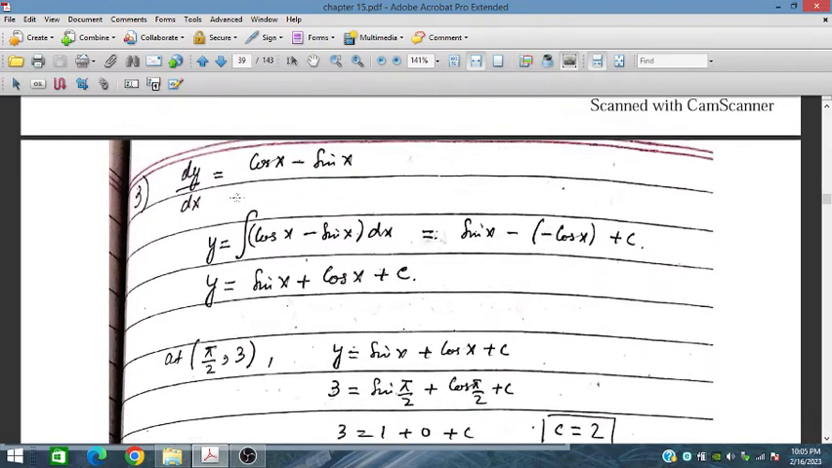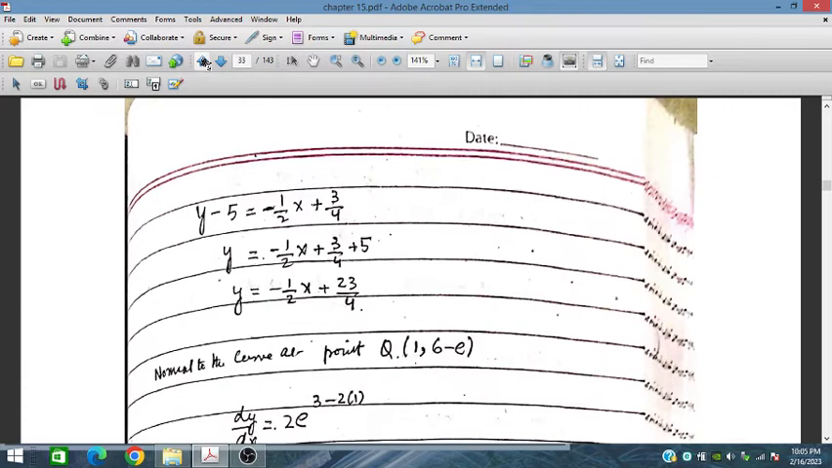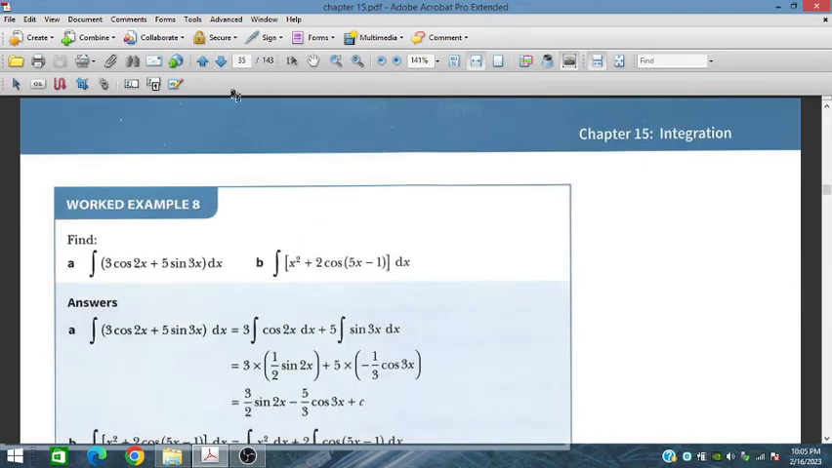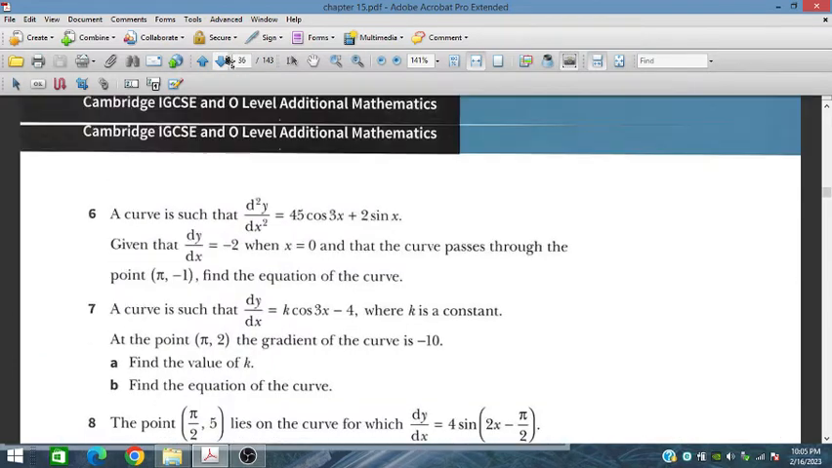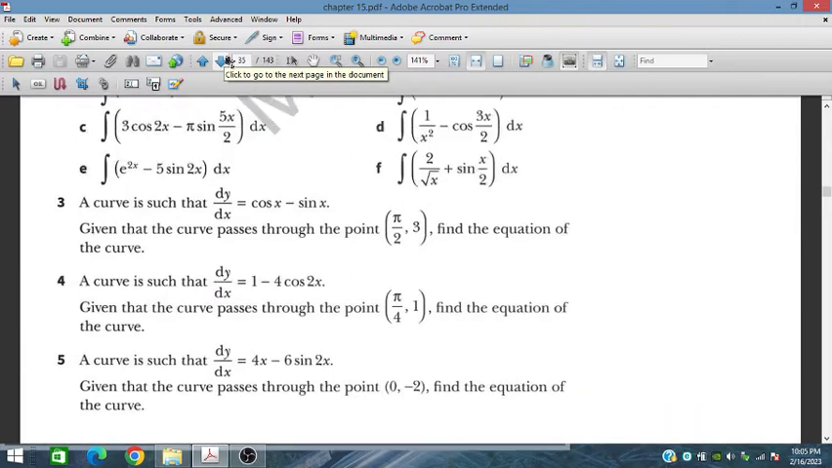Similarly, let's solve question number 3. A curve is such that dy/dx is equal to cos x minus sin x, given that the curve passes through the point (pi/2, 3). Find the equation of the curve. So we have to find the equation of the curve, and the curve is also passing through (pi/2, 3).